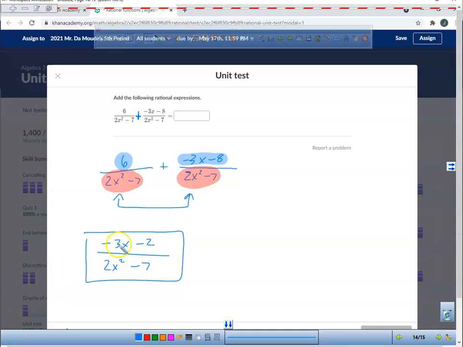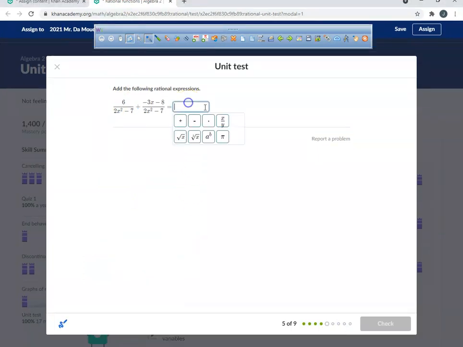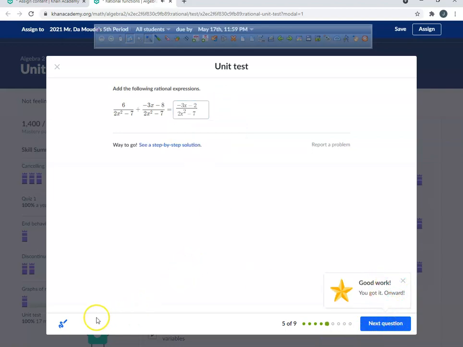All right, -3x. Oh, here we go. What's going to be our denominator? Our denominator was 2x squared. And what was in our numerator? All right. There we go. I'm going to go and stop the video for now, but hopefully you get the gist.